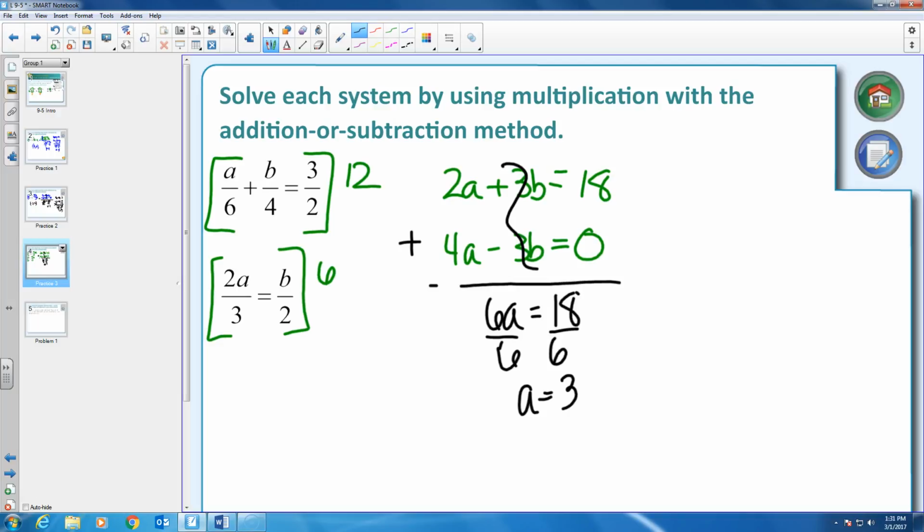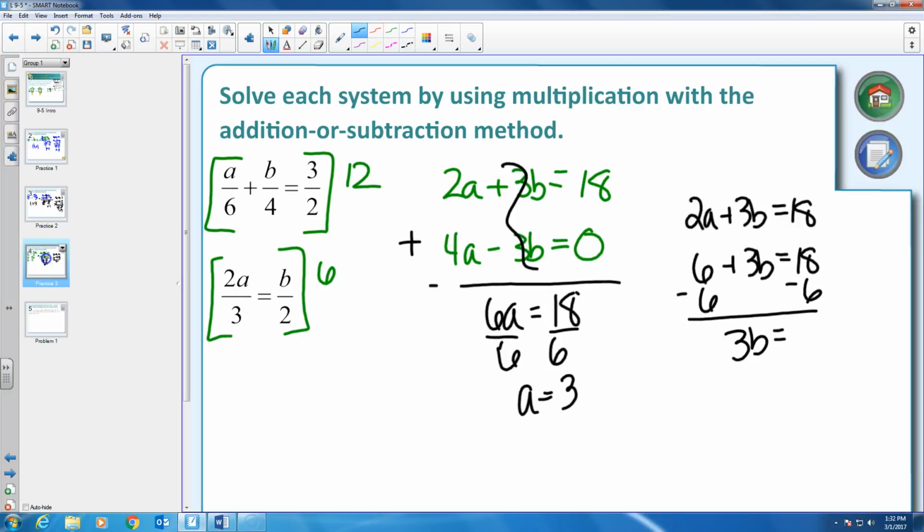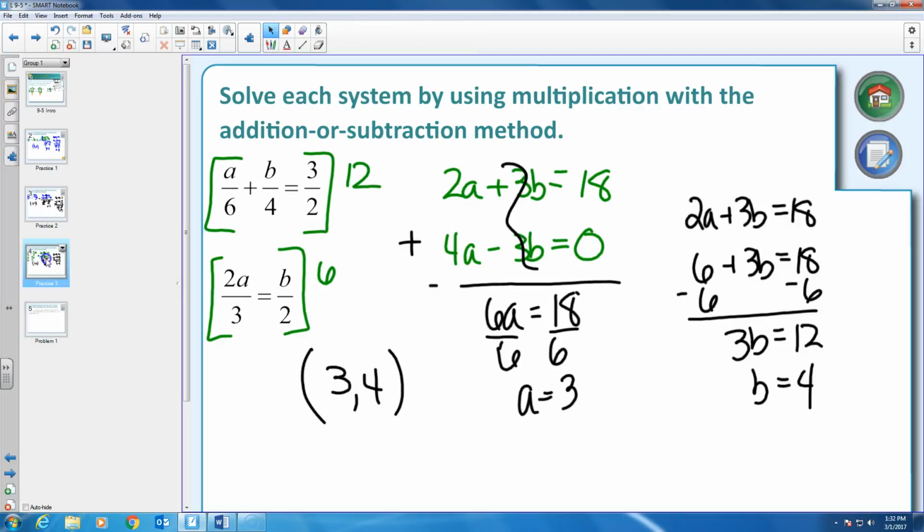We have to find b. We can plug it into either equation. Let's go ahead and do 2a plus 3b equals 18. If a is 3, this is going to be 6 plus 3b equals 18. 3b equals 12. What does b have to equal? 4. So what would my ordered pair be, Kevin? 3, 4. Remember, the a is first. They go in alphabetical order.